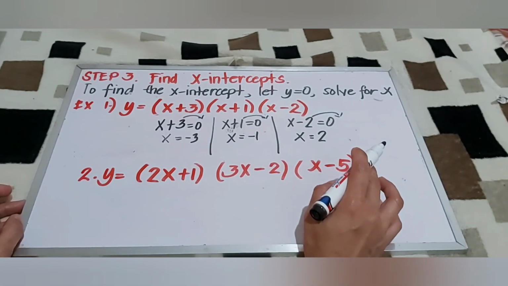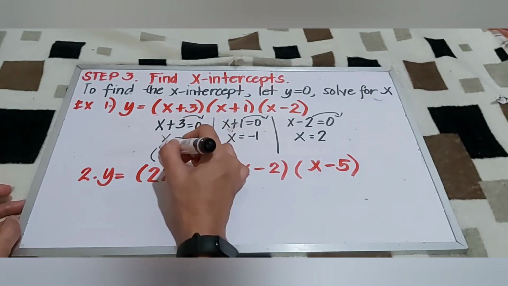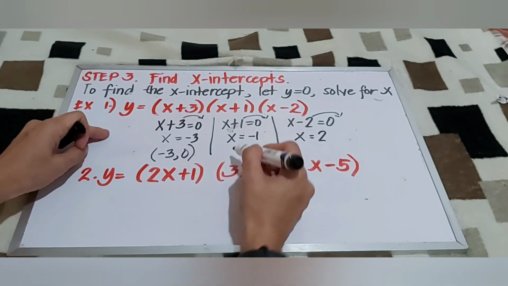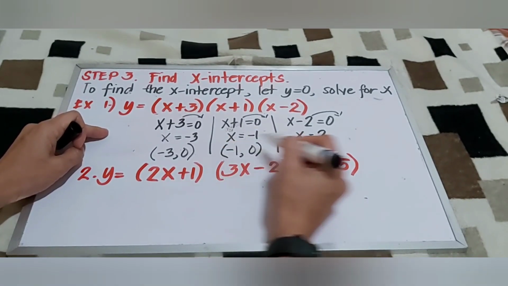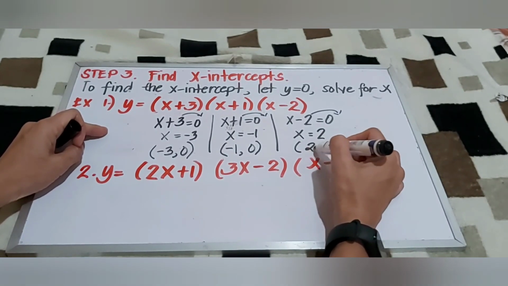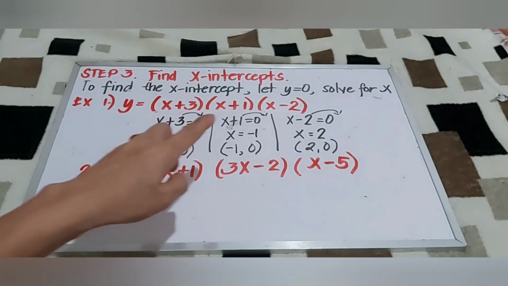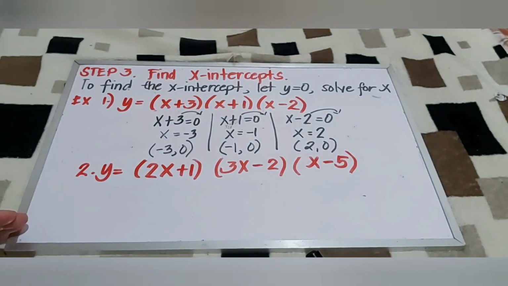We have to write them in the form of an ordered pair. So, from here, we have negative 3 and 0. Since y is equal to 0. On the other one, we have negative 1 and 0. And positive 2 and 0. Now, let's have example number 2. So, we have 2x plus 1, we have 3x minus 2, and x minus 5. Again, it's written in factored form.